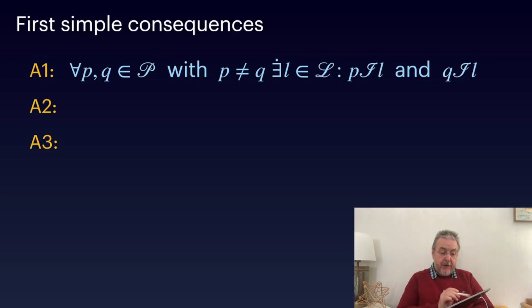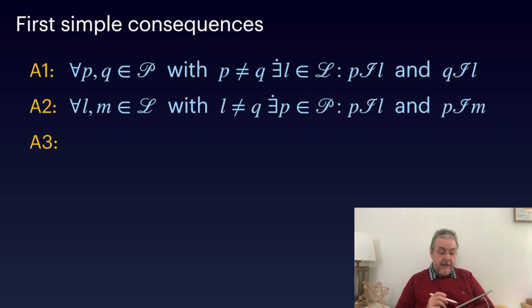So the first axiom reads: for all points P and Q taken from our set P with P is not the same as Q, so the points should be distinct, there exists exactly one, and I note this "exactly one" by this little dot over the existence quantifier, there exists exactly one L taken from the set L such that it is at the same time incident to P and at the same time incident to Q.